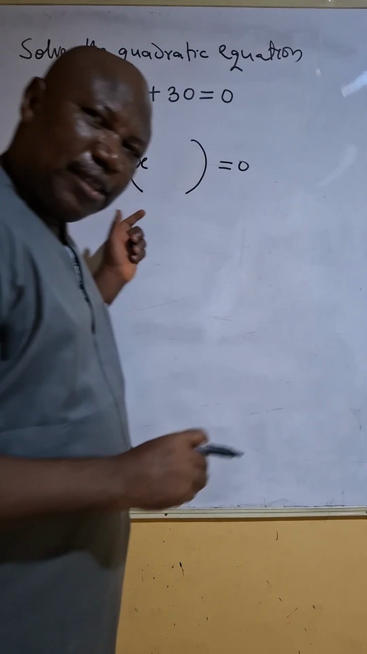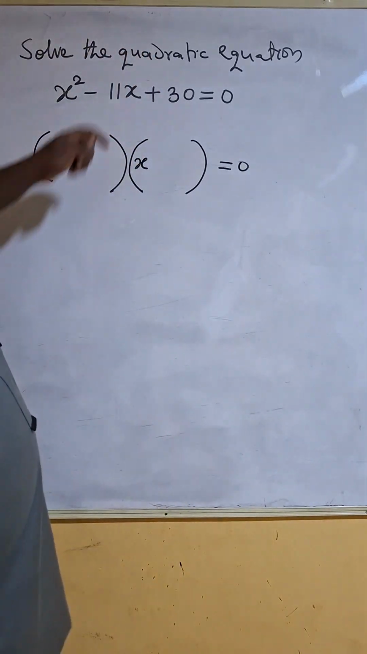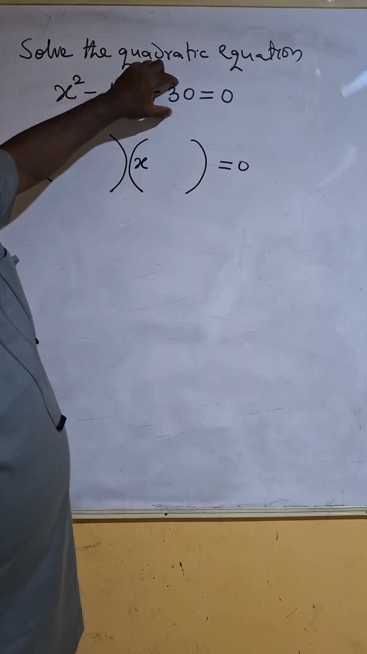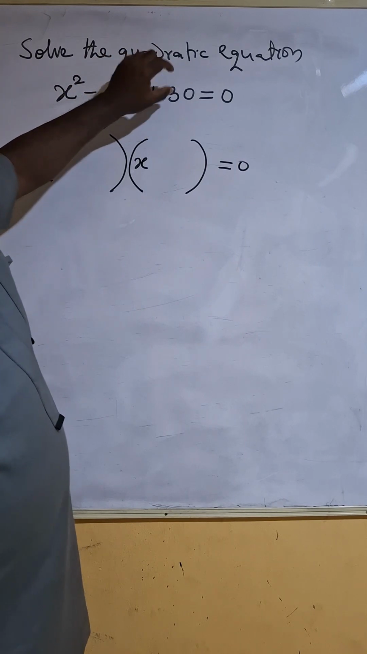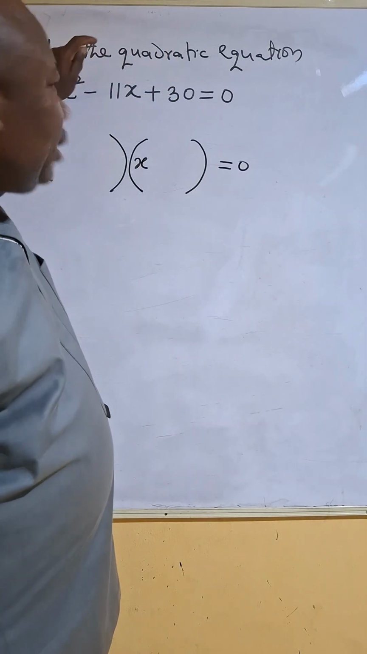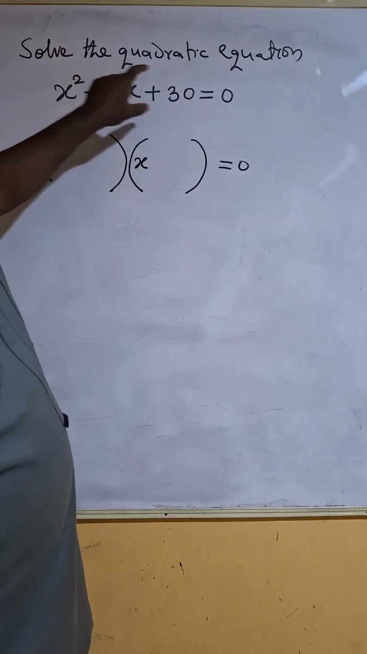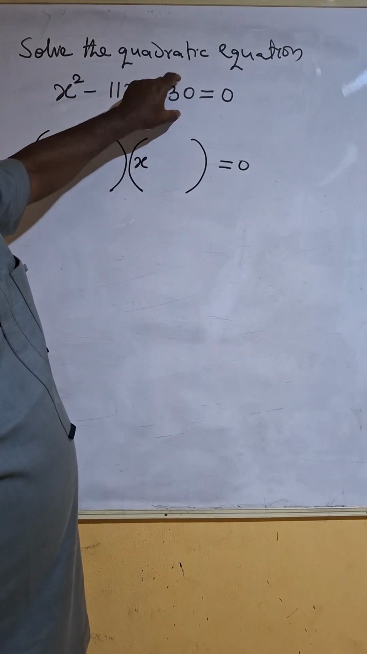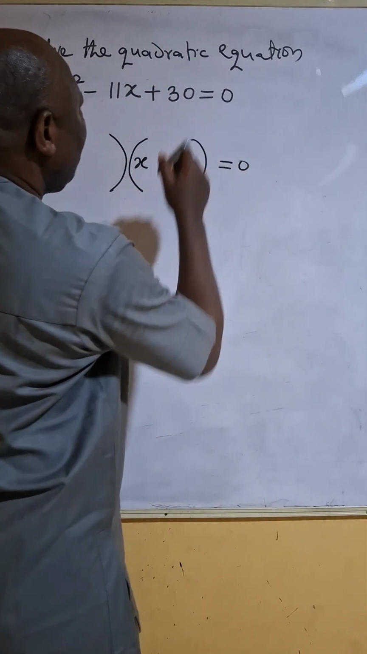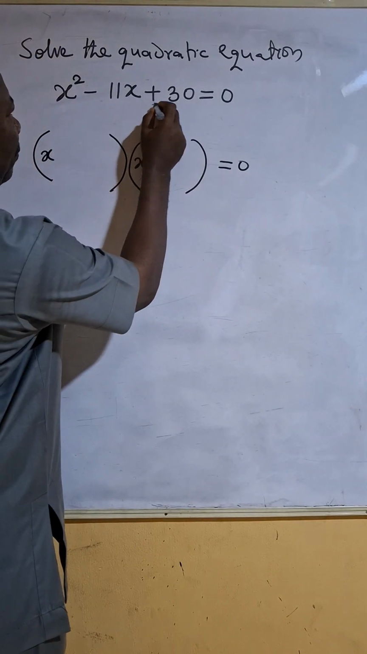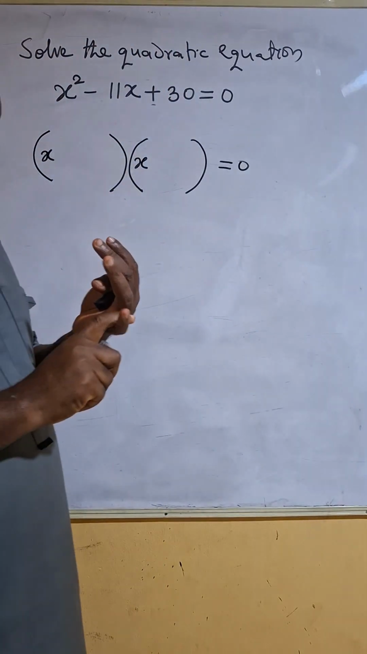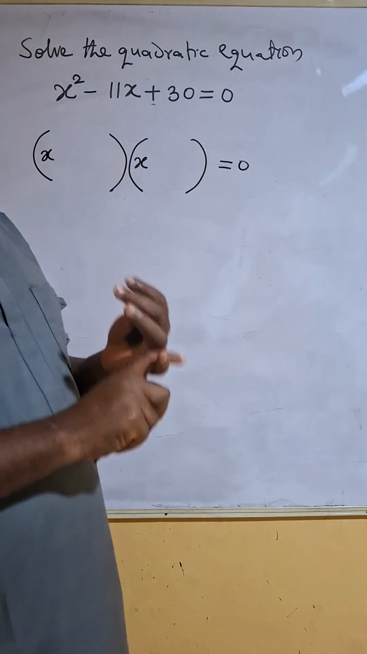Then the next task is to find two factors of the constant. Your constant is positive 30. Find two factors of 30, whereby when you add the two factors together, it will give you minus 11. Now, let's get the possible factors of 30. But mind you, when you have plus 30, the two factors will either be both minus or both plus.